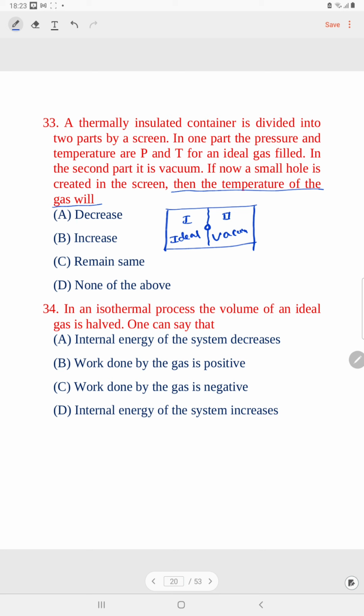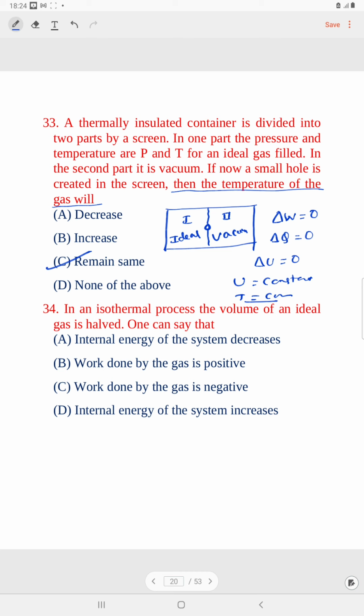Once a small hole is made in the screen, the ideal gas will spread in the entire container because of the free expansion. And whenever there is a free expansion, we must know that there is no work done, and no heat either. As a result, the change in internal energy is 0. U is going to be a constant. That shows temperature is going to be a constant. It remains the same.